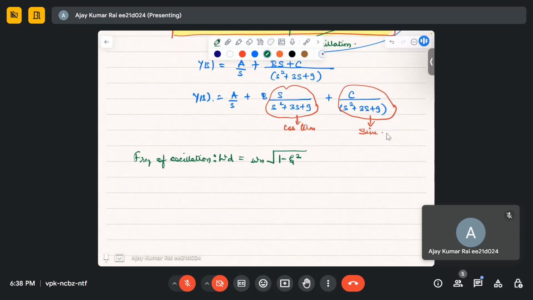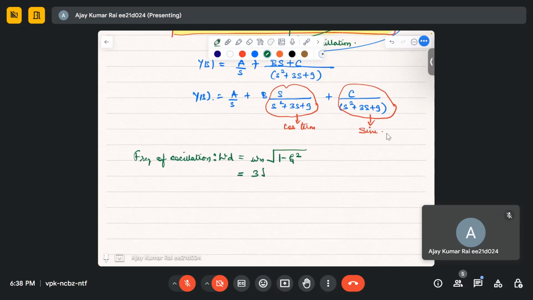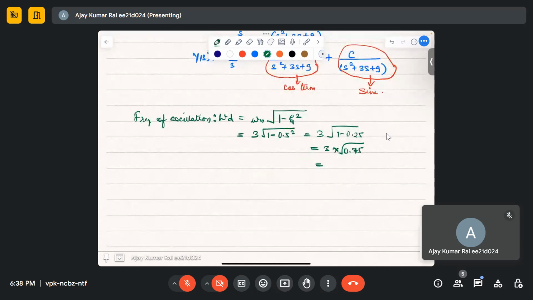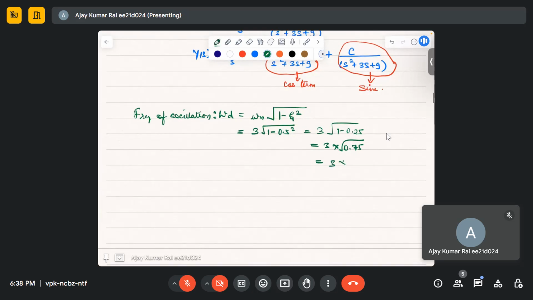So frequency of oscillation is asked in the question for the unit step response, which will come out to be omega d equal to omega n into root of 1 minus zeta square. Everything is known to us. So this is 3, this is 1 minus 0.5 square, that is 1 minus 0.25, so 3 into root of 0.75. This will come out to be 3 into 0.866, about 2.59 or 2.6 radian per second.